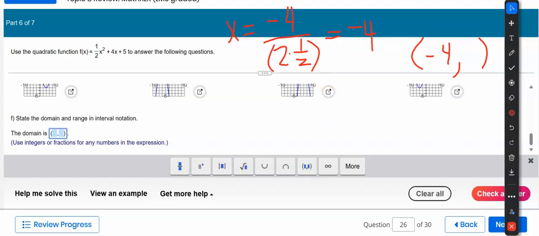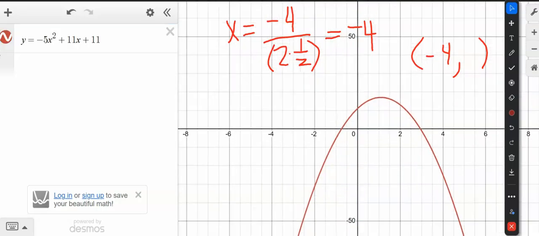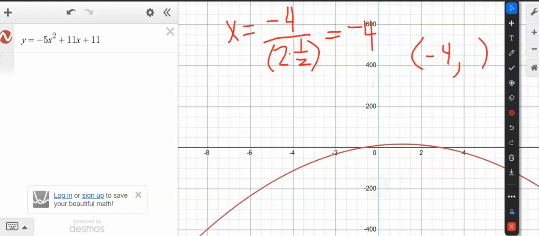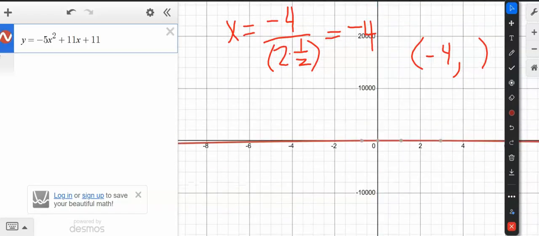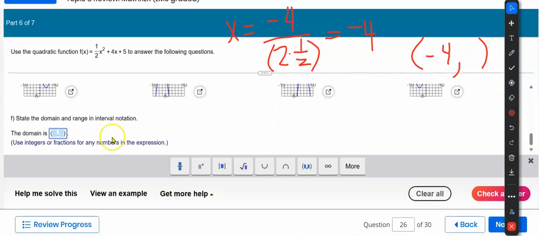Remember the idea of smashing the whole graph down on the x-axis? So the domain would be the same all the time for this one: negative infinity, comma, infinity. Yep, you got it.